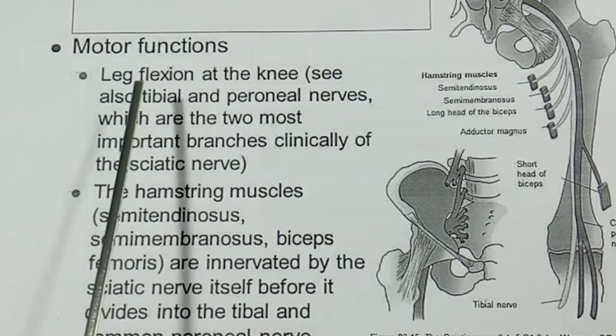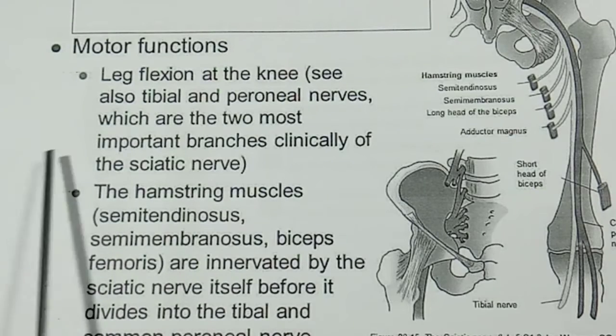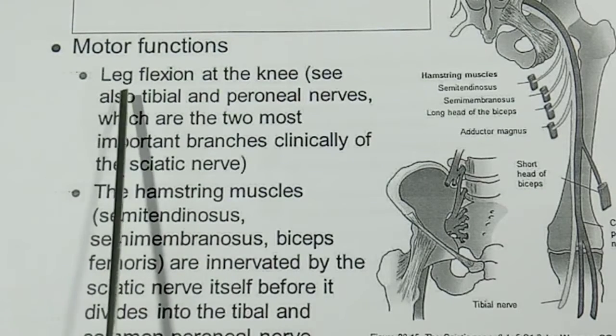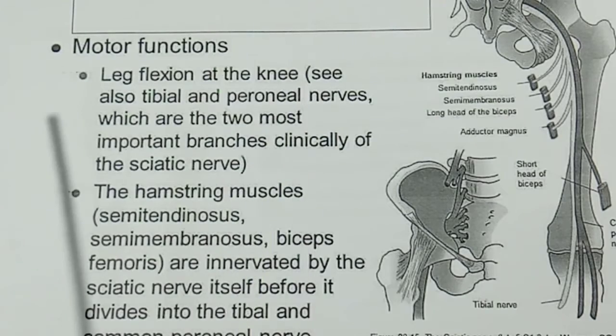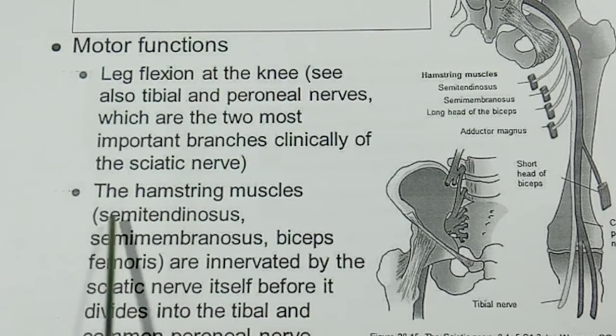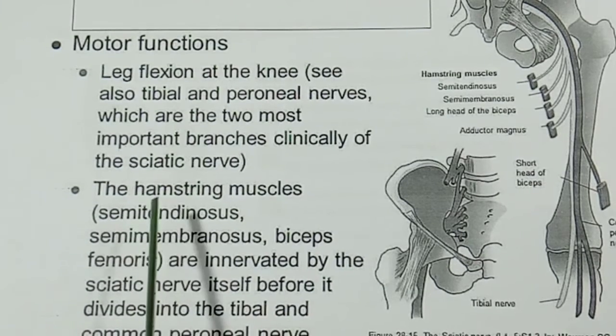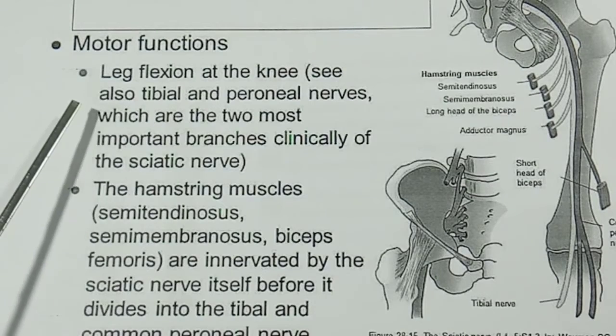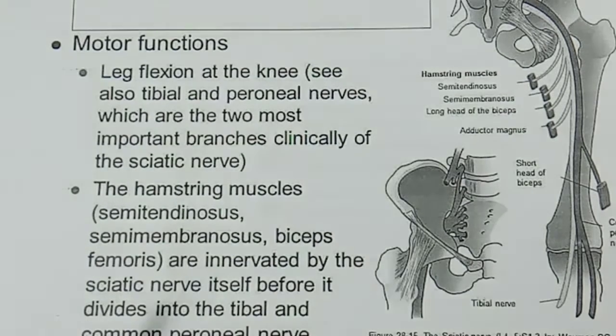Now let's talk about the motor innervation of the sciatic nerve. The motor functions include leg flexion at the knee, the tibial and peroneal nerves, which are the two most important branches clinically of the sciatic nerve, and the hamstring muscles. It also supplies the hamstring muscles, that is the semitendinosus, semimembranosus, biceps femoris and the adductor magnus. These hamstring muscles are innervated by the sciatic nerve itself before it divides into the tibial and common peroneal nerve. So these are the motor functions done by the sciatic nerve.